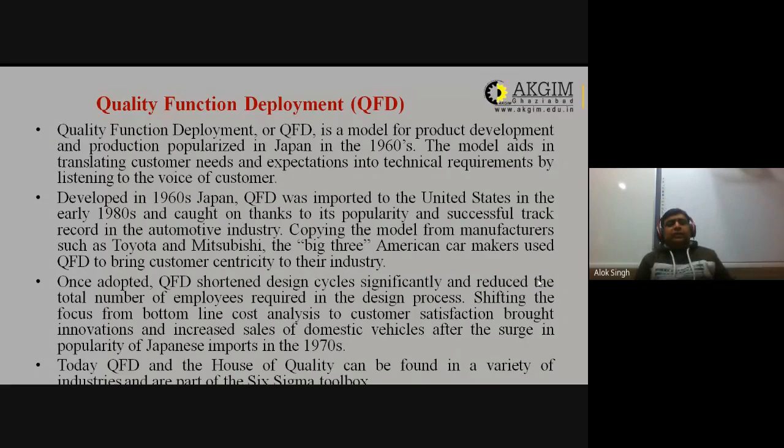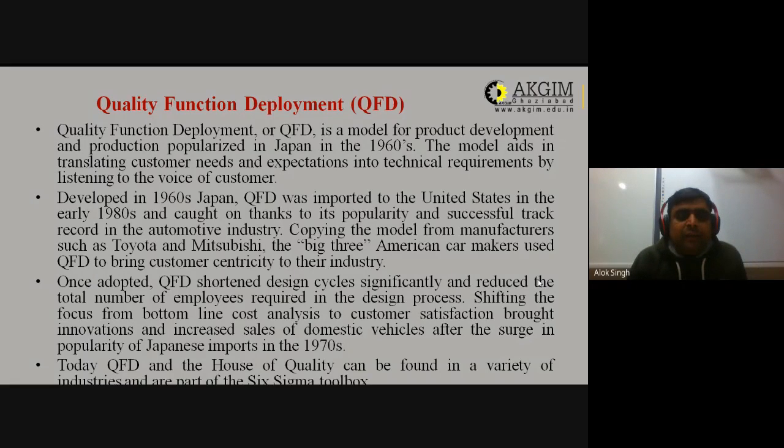So if you see this philosophy, this is a model or a tool that was invented in the 1960s and became popular around the 1980s in Western countries, meaning Japan and the USA basically. And it was first adopted by the automotive industry.